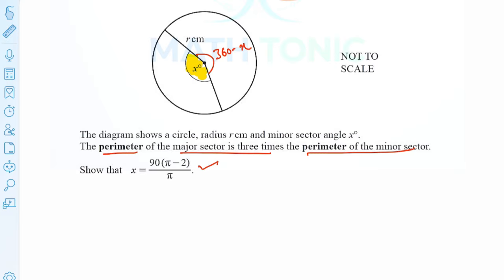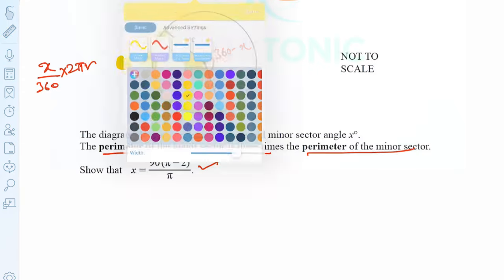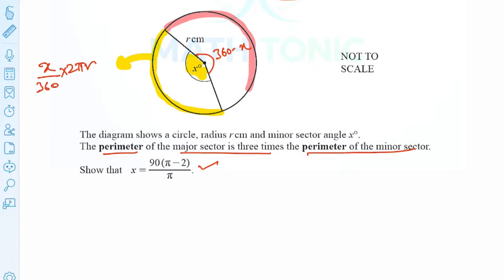We'll try to understand this. This is the smaller or minor sector. So the minor sector arc should be angle over 360 times 2 pi r. And the major sector arc should be 360 minus x, over 360, times 2 pi r. How do we find the perimeter? It will be the arc plus the two radii as well.